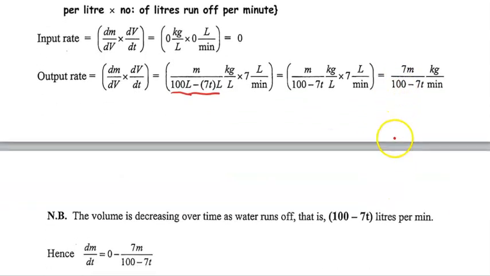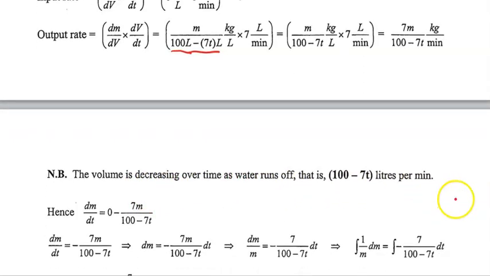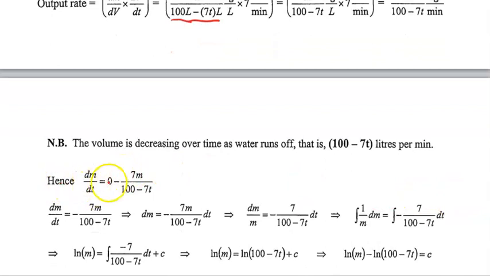Okay. Now, note the volume is decreasing over time as the solution runs off, that is 100 minus 7t litres. Hence dm/dt is a 0 input rate minus an output rate, 7m on (100 minus 7t). So let's solve that. dm/dt is minus 7m on (100 minus 7t). Again, just splitting the differentials, dm is minus 7m on (100 minus 7t) times dt. Dividing through by m, dm on m is minus 7 on (100 minus 7t) dt.